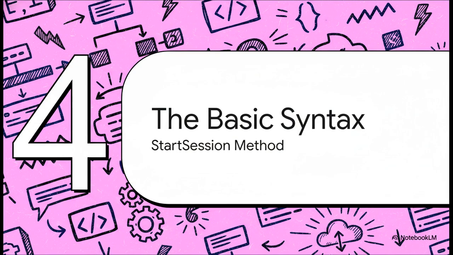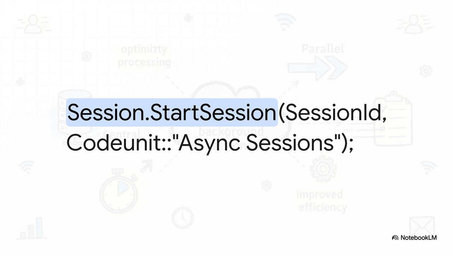Moving on to Section 4, the basic syntax. Okay, the syntax for this is actually remarkably simple. It's literally just one line of code. You write Session.StartSession, open your parentheses, pass in a session ID variable, add a comma, and then call your specific code unit, like, say, codeunit::AsyncSessions, and close the parentheses. That's the whole shebang. That fundamental AL syntax is exactly what triggers that code unit to run asynchronously in the background. It's clean, it's elegant, and man, is it powerful.